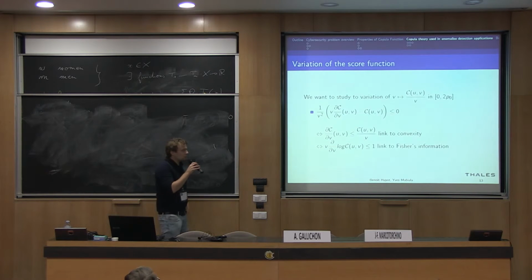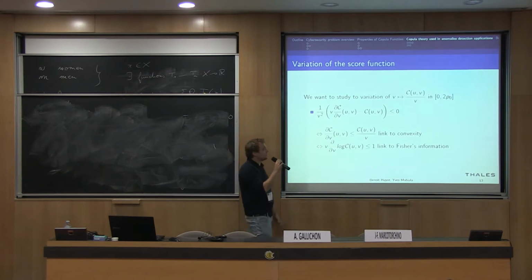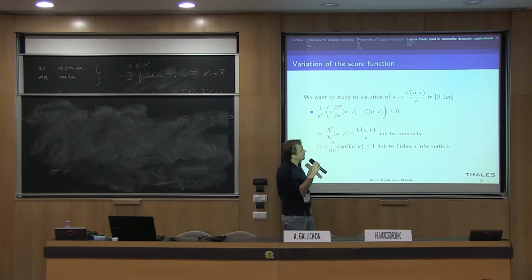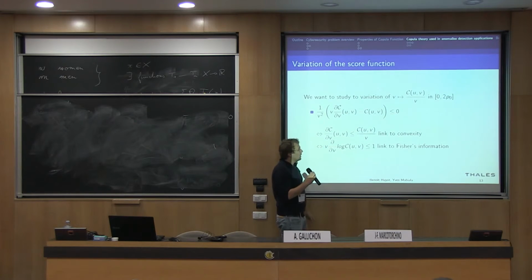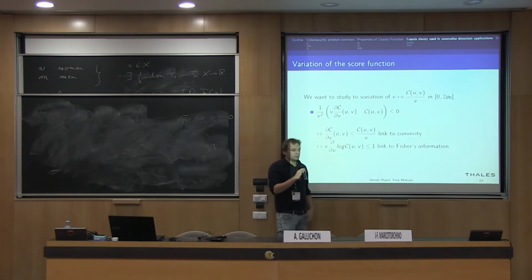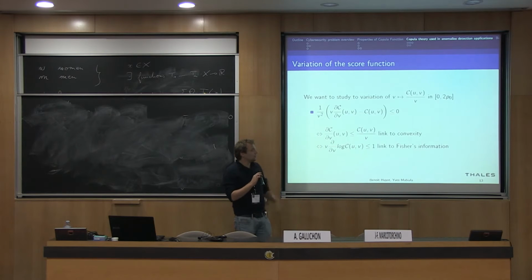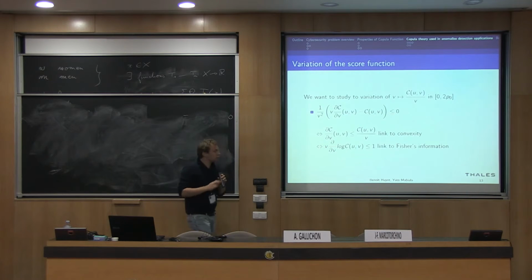So I want to know what happens when we are in a very infrequent event. So I will study the variation of this function in the 0 to p0 interval. When I compute the derivative, I obtain this function, and it's possible to see this function from two points of view. The first one is a link with convexity if the function is two-time differentiable, and the second one is a link with Fisher information.